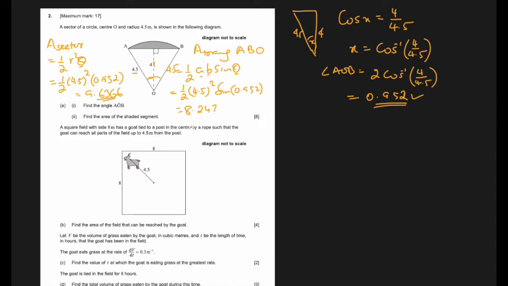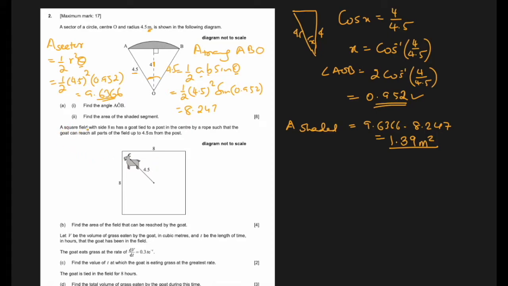We get 1.389, that is 1.39. So the area of the shaded part is equal to 9.6366 minus 8.247. These are rounded off values. I get about 1.39. What is the unit? Centimeter? No, meter. Can you see meter? So meter square. This is the area. All right.